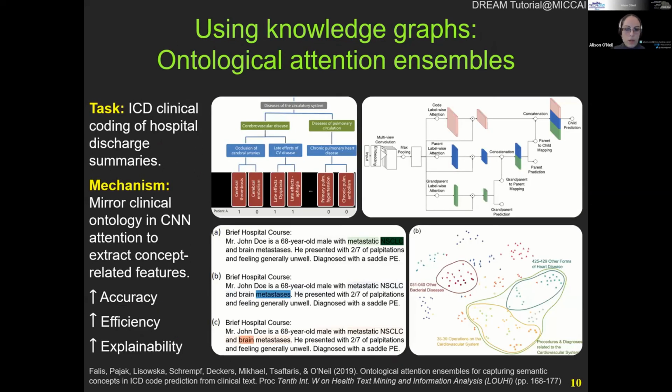So here is an example of a task where we wanted to take text and predict the ICD codes which were assigned on the basis of the text. So these would be the diagnoses in the text. In this case, a helpful technique for building the model was to make the structure of the model mirror the hierarchical organization of the concepts.